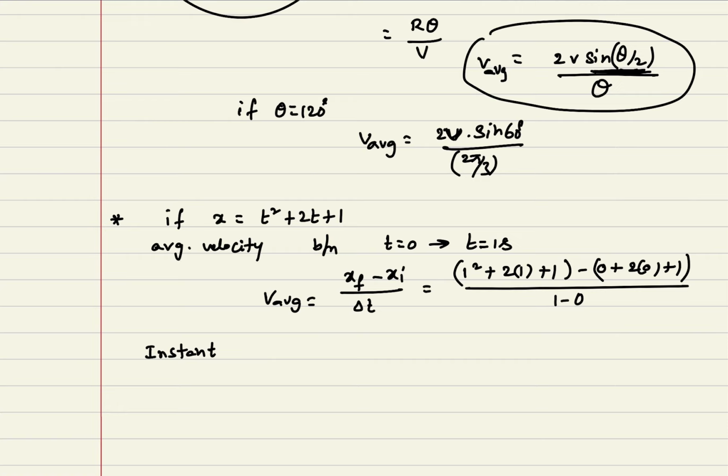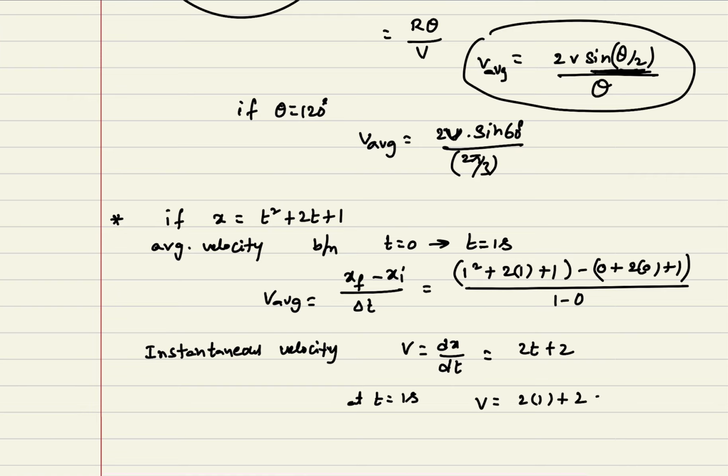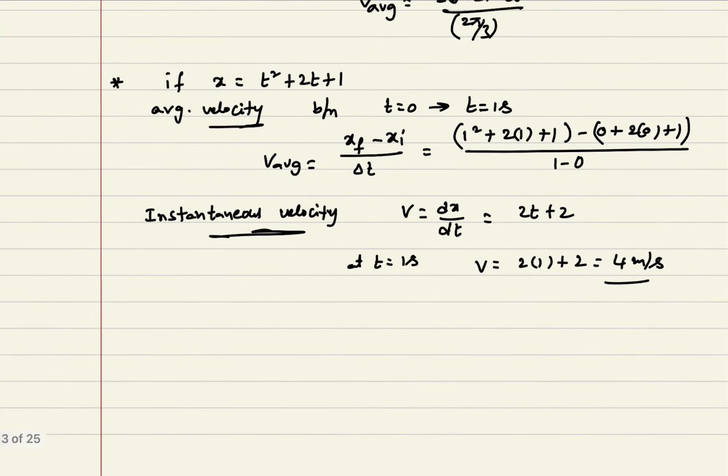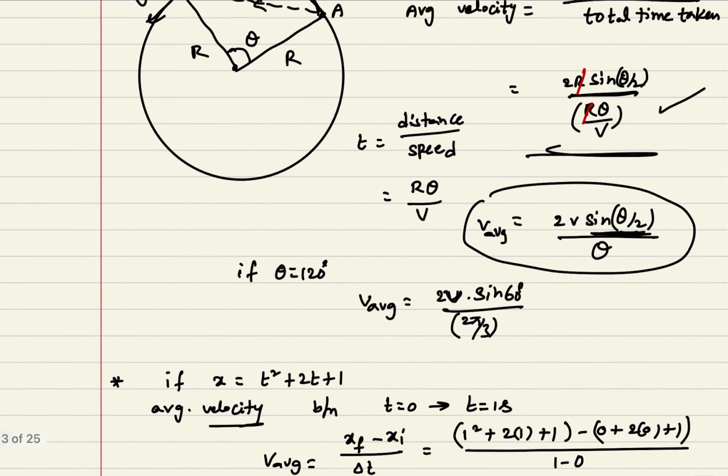If they ask to find the instantaneous velocity, like velocity at any time, you can write V instantaneous as dx by dt. What is the dx by dt? 2t plus 2. If you want to calculate at t is equal to 1 second, what is the velocity? 2 into 1 plus 2, that value is equal to 4 meter per second. Instantaneous velocity means you have to differentiate. Average value means you have to write the difference.